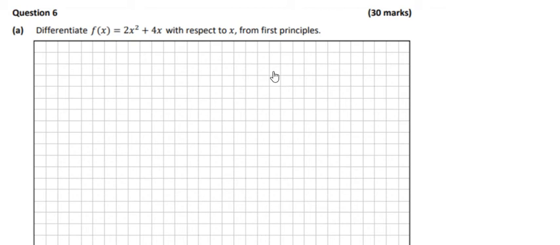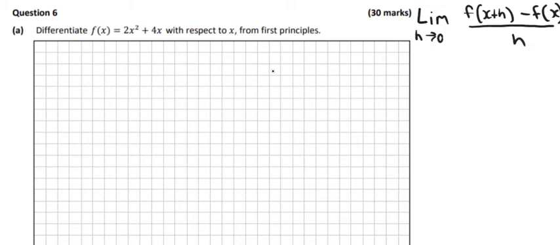Hi folks, so this is question 6. Part A asks us to differentiate by first principles. So first principles should look like this, not x. So when it's finished it should look like that.